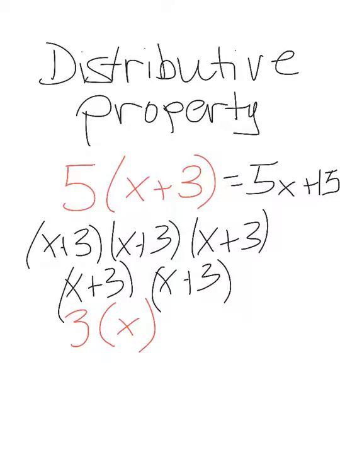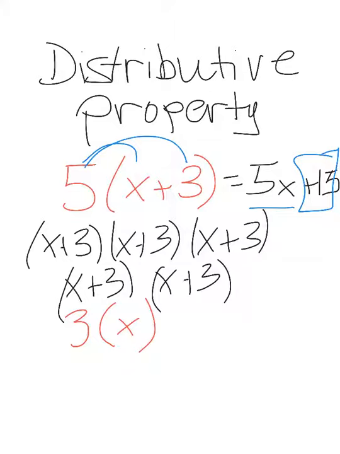I can write it out, which is perfectly fine. Or another way I can do it is 5 times x, which equals my 5x. And then 5 times 3, which equals my 15. Again, either way is perfectly fine. Sometimes it's easier to write out in groups just to make sure you're multiplying correctly.